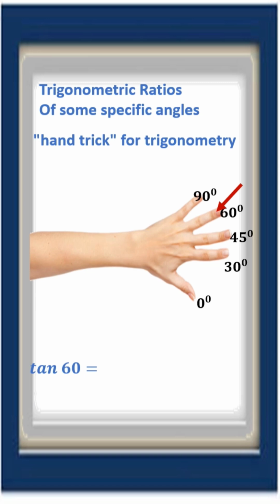Here, let us find the value of tan 60. Number of fingers below the 60 degree finger is 3. So root 3. Number of fingers above 60 degree finger is 1. So it is root 3 by root 1, which is equal to root 3. Similarly, you can find the ratio of cot 60. How? Just write reciprocal of tan ratio, which is equal to 1 by root 3.